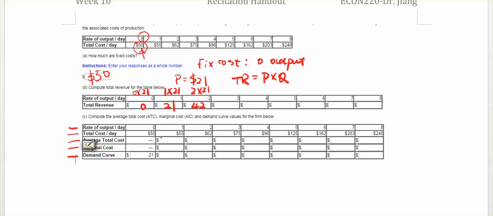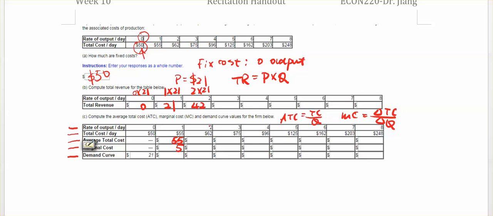We have already done a lot of practice on how to calculate average total cost and marginal cost. The average total cost is equal to the total cost divided by the quantity, and the marginal cost is equal to the change in your total cost divided by the change in the quantity. For the marginal cost, when we increase output from 0 to 1, our total cost increases from 50 to 55. So the marginal cost is 55 minus 50 divided by 1, and we get 5.